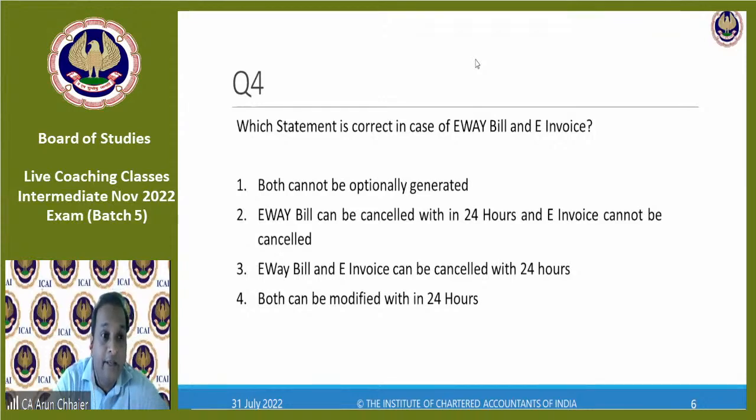Fine, thank you. So, which statement is correct in case of the e-way bill and e-invoice? Both optionally cannot be generated. Both can be cancelled in 24 hours. Means e-way bill can be cancelled in 24 hours and e-invoice cannot be cancelled. Both can be cancelled or both can be modified. So what is the correct proposition in both the cases? Kindly give me the correct answer. Question number 5.